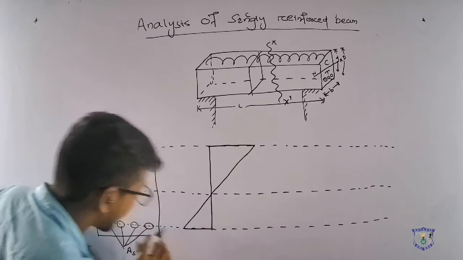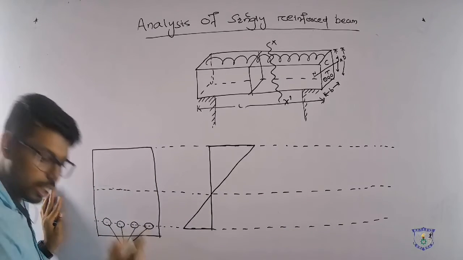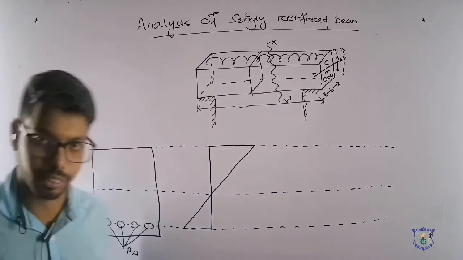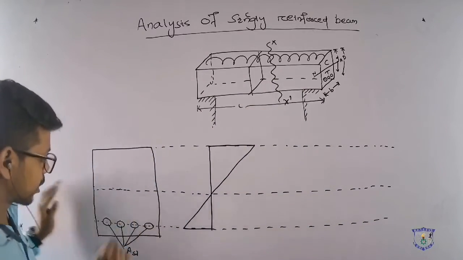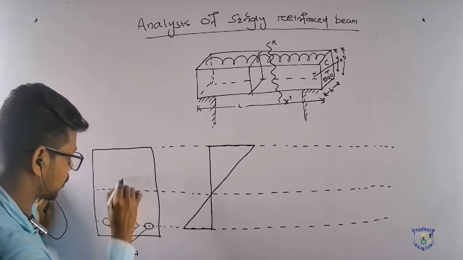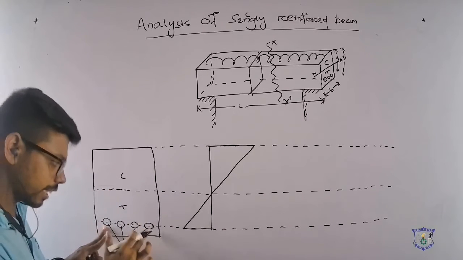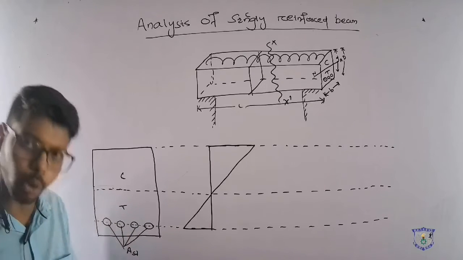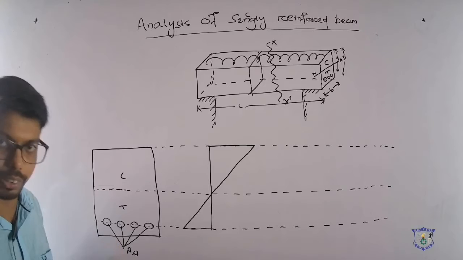And we'll take up to the tension because steel is stronger in tension, weaker in compression. Due to this, this is the tension zone, this is the compression zone, up to the steel we have to consider. And tensile stress in concrete is ignored. This is one of the assumptions.